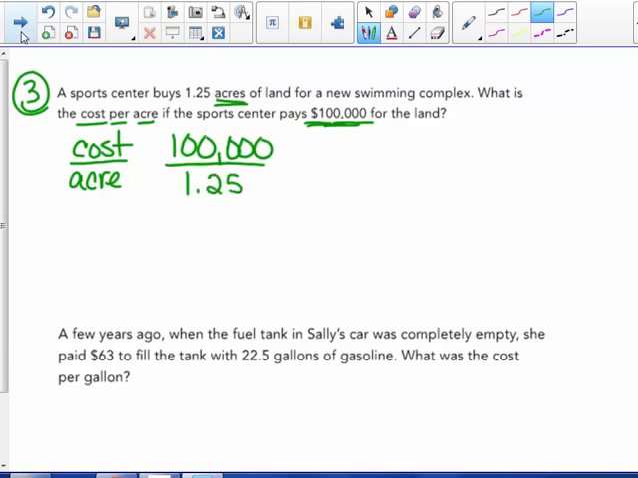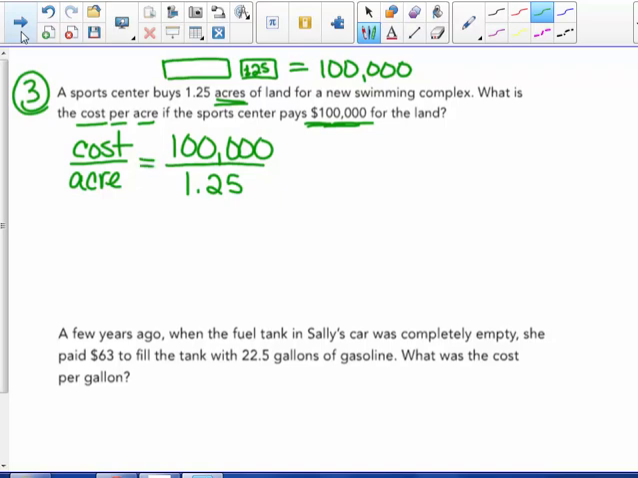I could bar model this. 1 acre plus the 25 hundredths that we have left over has to equal 100,000. So what would it be for 1? That's what we've been doing. We've been actually finding rates. You just didn't know it.